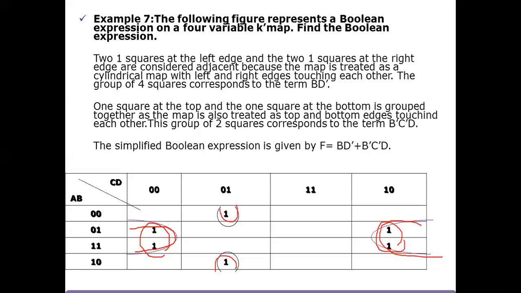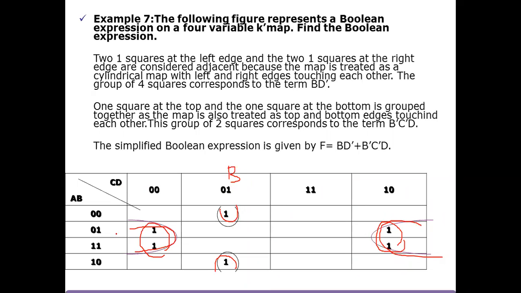So what is common in these two? You can see A value is 0, B is 0 and 1, so B, and if you look at C and D, the D value here is 0, and for C you have 0 for both, and D you have 1 for both.